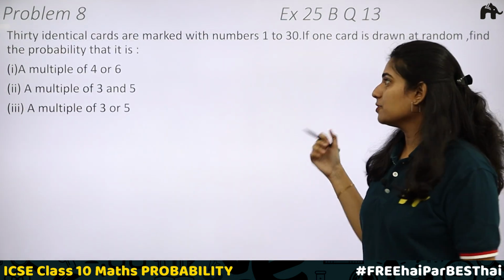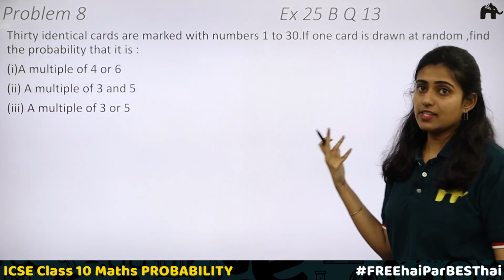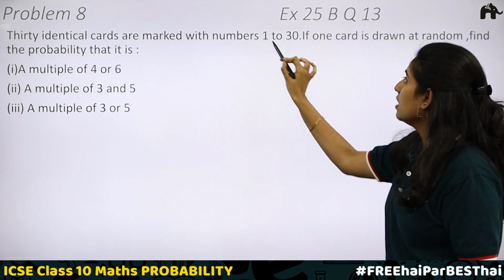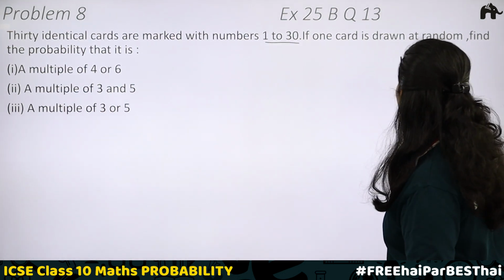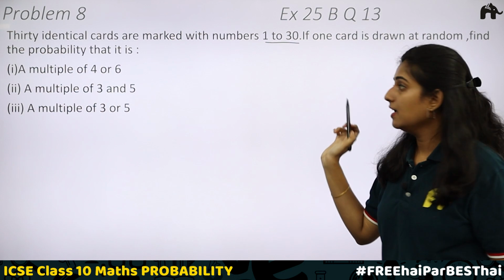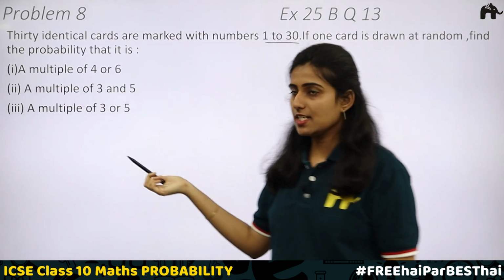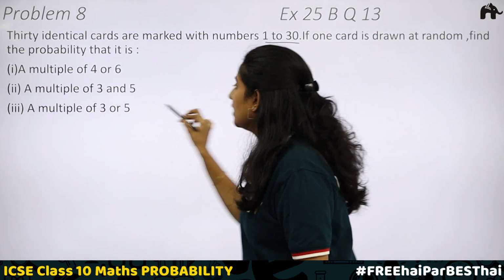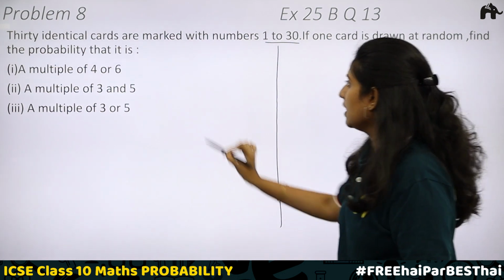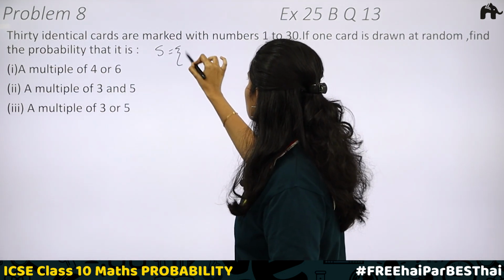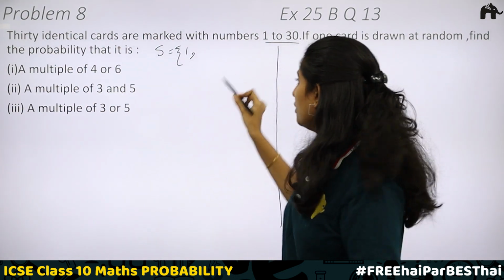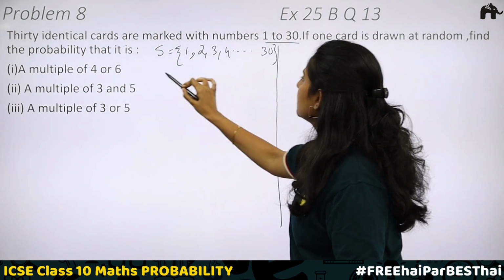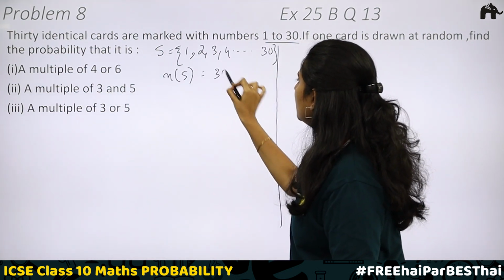Here we have the last problem for today. Problem number 8, question 13 of exercise 25B. 30 identical cards are marked with numbers 1 to 30. If one card is drawn at random, find the probability that it is a multiple of 4 or 6, then a multiple of 3 and 5, a multiple of 3 or 5. Here the sample space will include cards with numbers 1, 2, 3, 4, etc. up to 30, which means the total number of outcomes will be 30.